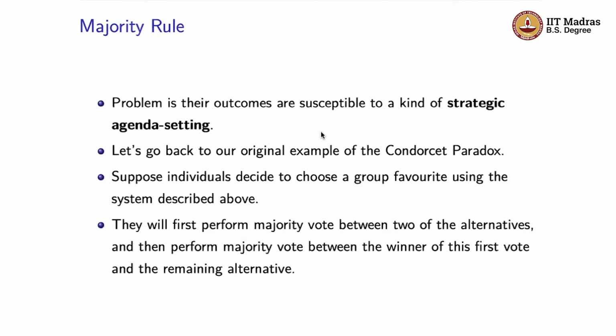Now, the problem with this is that the Condorcet paradox suggests that you have a type of issue, which is the strategic agenda setting problem. So let's understand what this problem is saying. So let's go back to our original example.